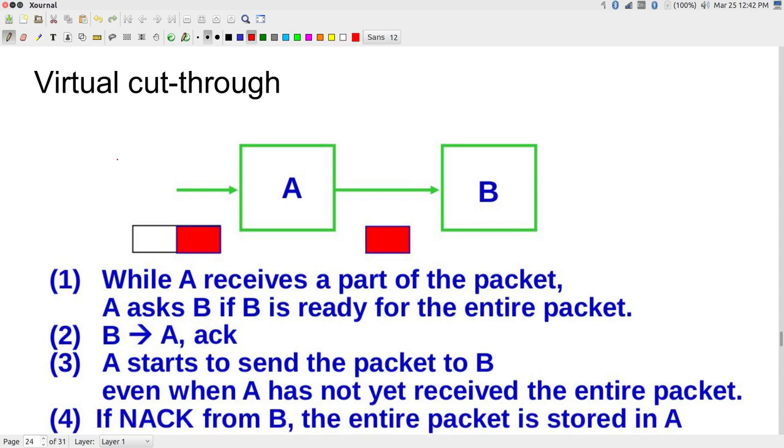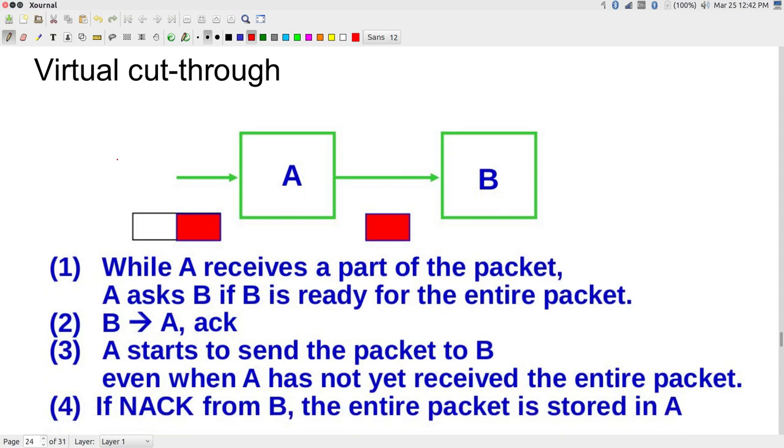A variant of this is a slightly optimistic approach to the problem, which says that as soon as A starts getting data and it knows that it is meant for B, it immediately contacts B and says, I have something coming for you. Shall I start sending it? Okay. B says, okay. Right? And A starts forwarding the data immediately. The good thing is A now needs to store only this much, not the entire packet. That sounds good to start with.